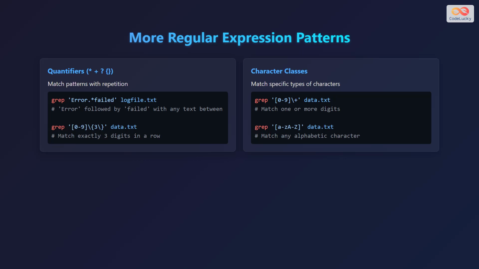Character classes allow you to match specific types of characters. For example, grep '[0-9]+' data.txt will match 1 or more digits. grep '[a-z]' data.txt will match any alphabetic character, whether it is uppercase or lowercase.